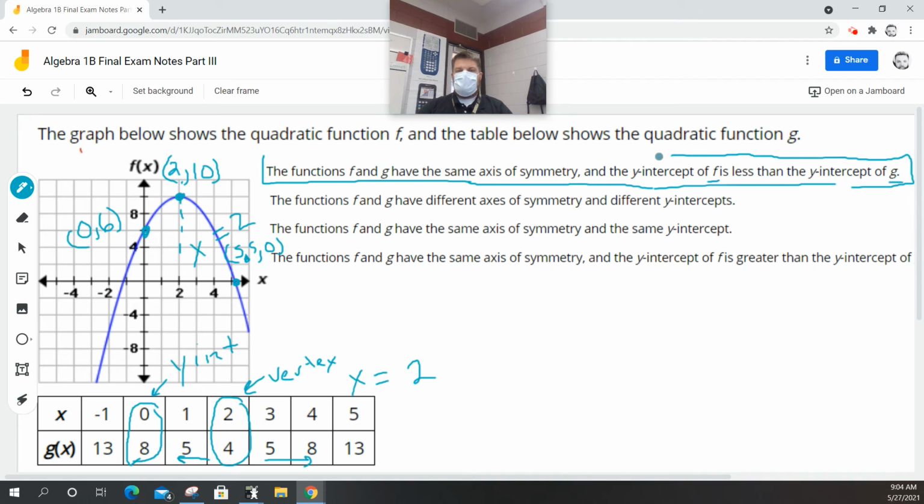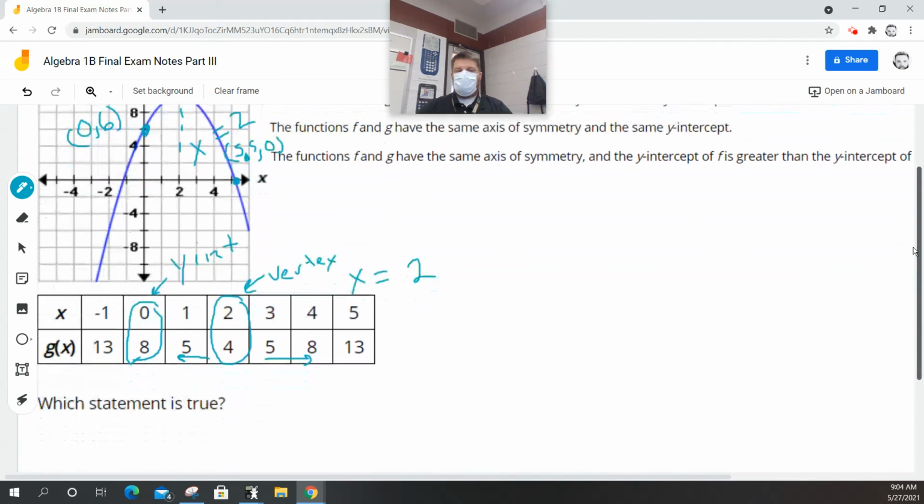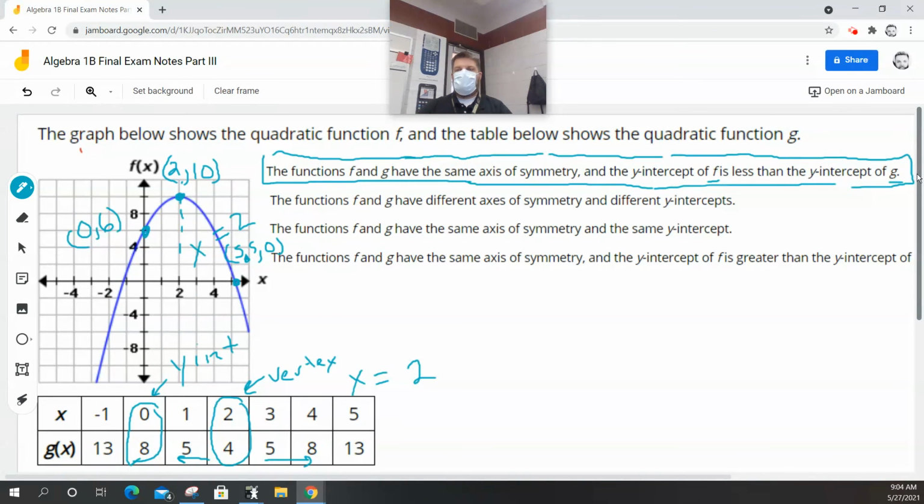A great test-taking strategy. How do I know I don't have to go through the rest of them? Well, on the bottom here, I kind of glossed over it, but it said "which statement." That means only one statement is true. It didn't say "which statements are true." So I'll leave that up there for a second so you guys can write it down. Do you guys have any questions on this one?